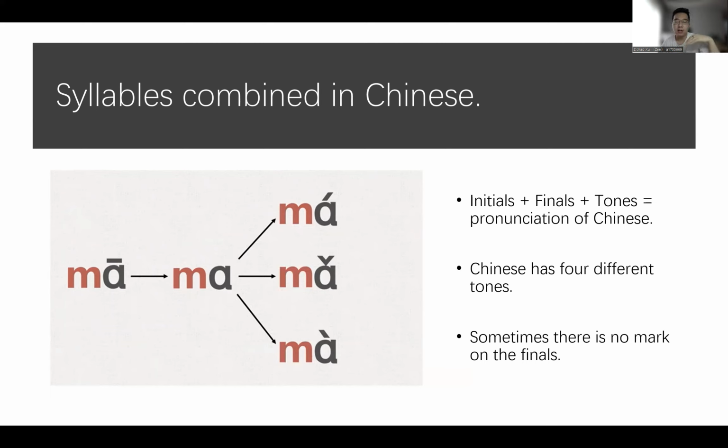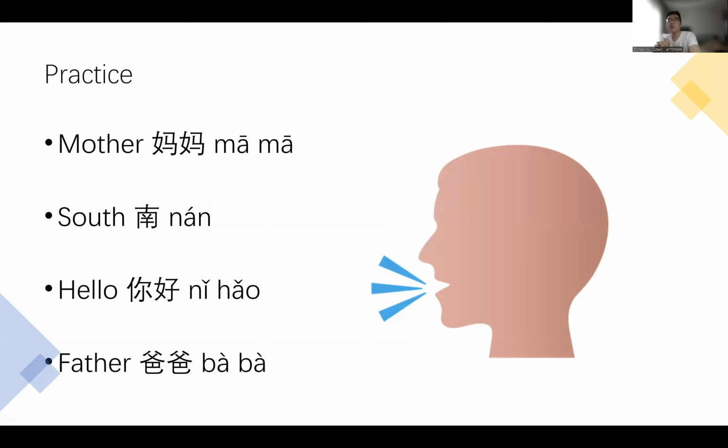After that, we have another tone, when there is no mark on the final. Sometimes it's shown at the end of the sentence, on the last word. We call it a neutral tone. It sounds quick and light. Okay, let's move to the practice.